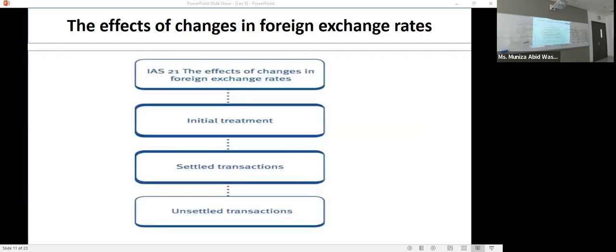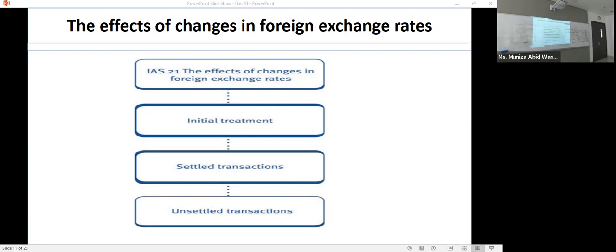In this chapter, we are going to learn about the initial treatment when the foreign exchange rate is going to be changed. What is going to be its initial treatment in our books of accounts? What are going to be the situations at the time of settling the transactions? Obviously, we have to initially measure the amounts in our books of accounts. If say, for example, we here in UAE are importing something from USA.